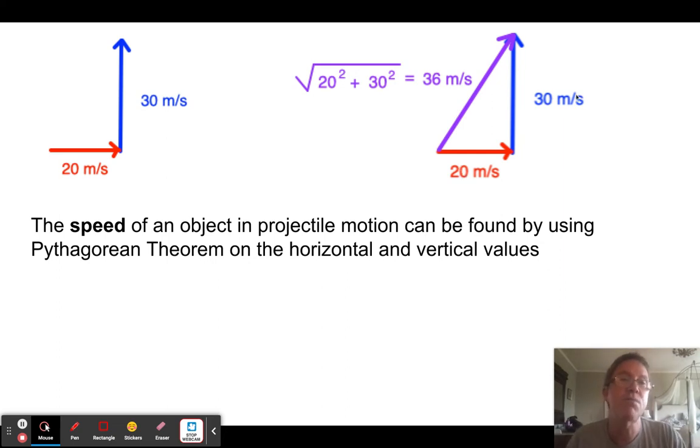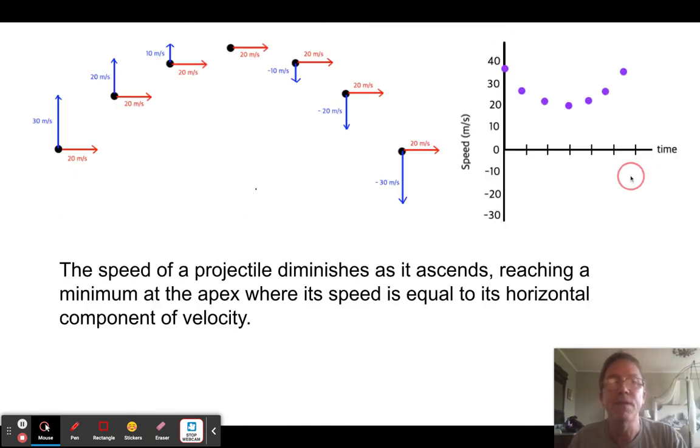I'm going to say 20 squared plus 30 squared, take the square root. I get 36 meters per second. So that's how fast it's actually moving. And this is how fast it's moving horizontally versus how fast it's moving vertically. So sometimes we need to do that to reconstruct what the magnitude of its velocity or speed is.